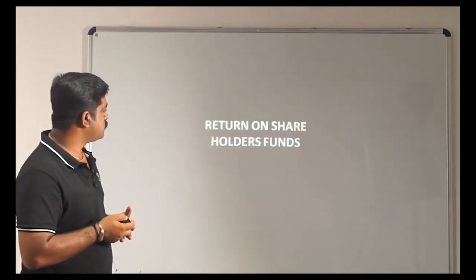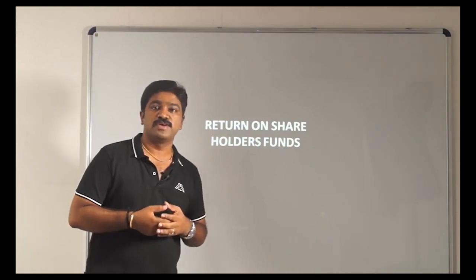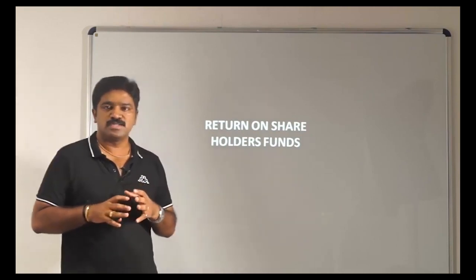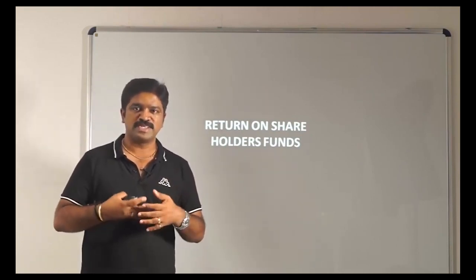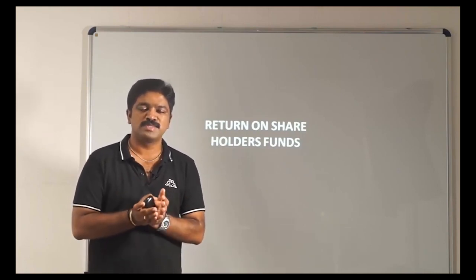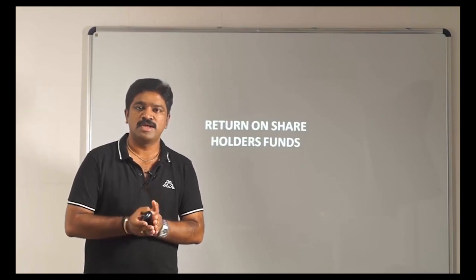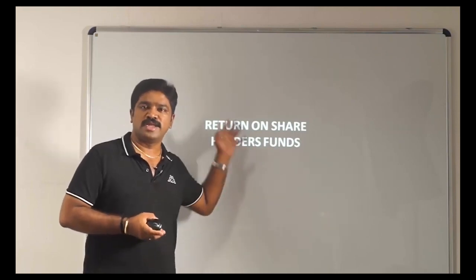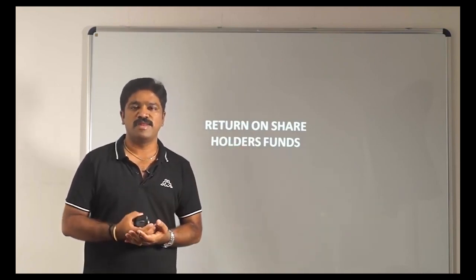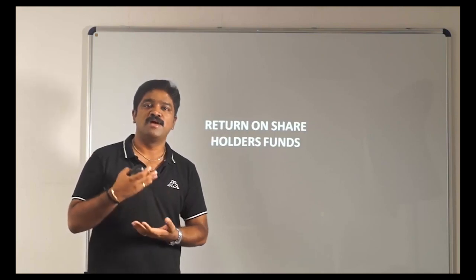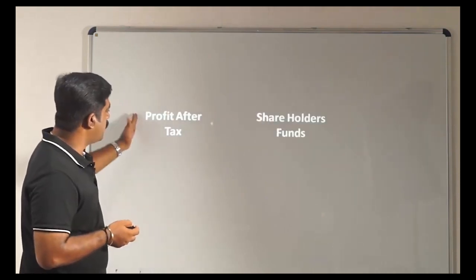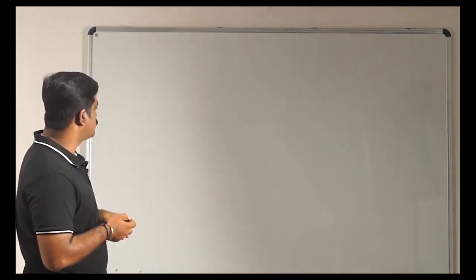Moving on. The third ratio, a very critical ratio, is return on shareholders' funds. This is the ratio where we look at the return from the shareholders' point of view. When I say shareholder, it can be equity shareholder and preference shareholder. I'm not being specific about equity shareholder, I'm saying shareholder, which means this includes both equity and preference. So which profit will be available for these shareholders? That's basically profit after tax. So in return on shareholders' funds, we compare the profit after tax with shareholders' funds. Let's see.